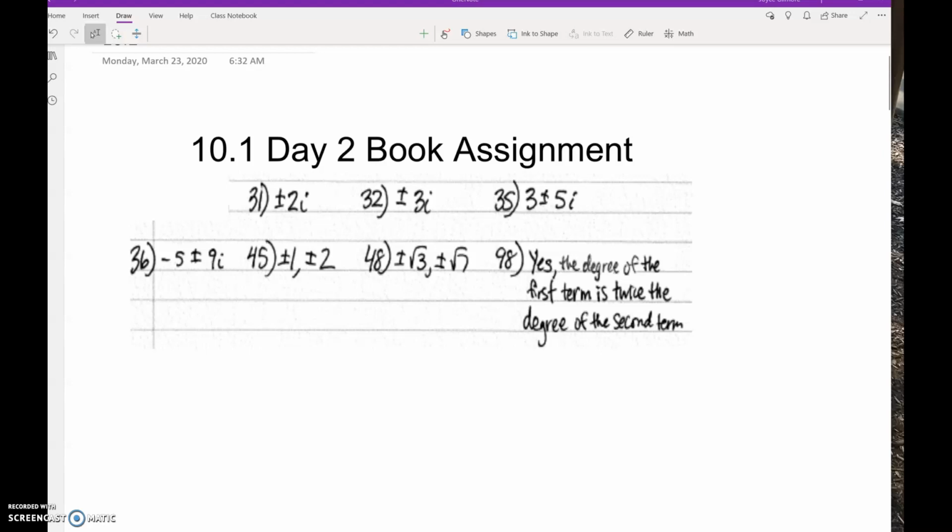Here are the answers for the 10.1 Day 2 book assignment. Pause the screen so you can check your work and see how you did.